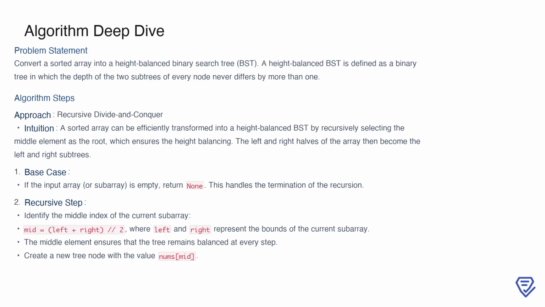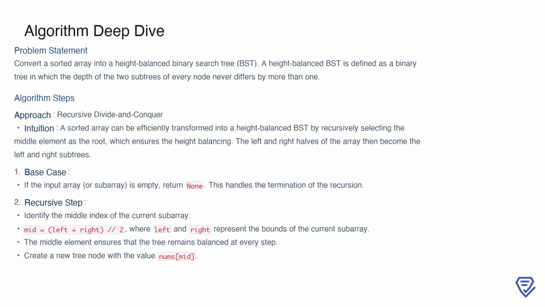To solve the problem of converting a sorted array into a height-balanced binary search tree, we use a recursive divide and conquer approach. The key insight here is to ensure that the tree remains height-balanced, which means the depth of the two subtrees of every node differs by no more than 1. The intuition is straightforward. Since the array is sorted, we can make the middle element the root node. This ensures that the left and right halves of the array become the left and right subtrees, respectively, keeping the tree balanced.